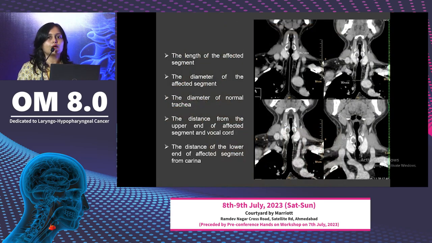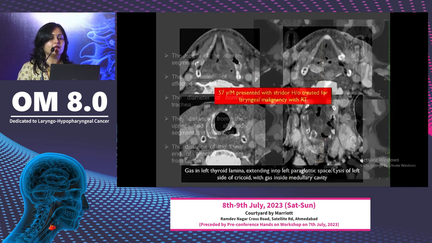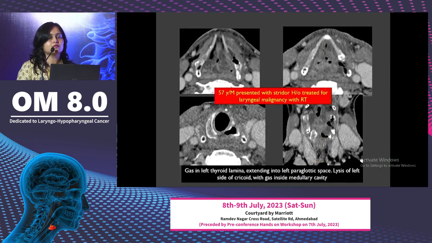The important things which we need to mention when we are seeing a stricture of the glottis or subglottis: what is the length of the affected segment, the diameter of the normal trachea, and the distance from the upper end of the affected segment to the vocal cord and caudally up to the carina. This information is very important to give to the clinician whenever we are seeing strictures involving the subglottic or glottic region.